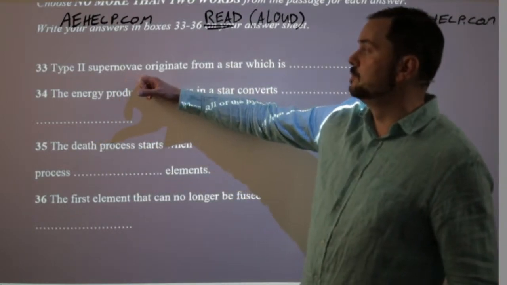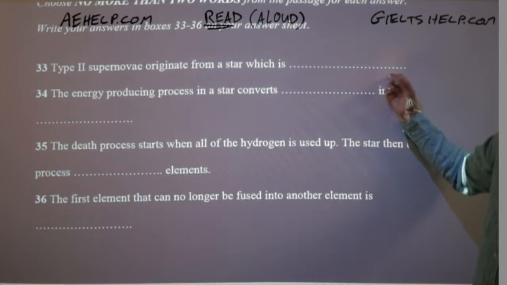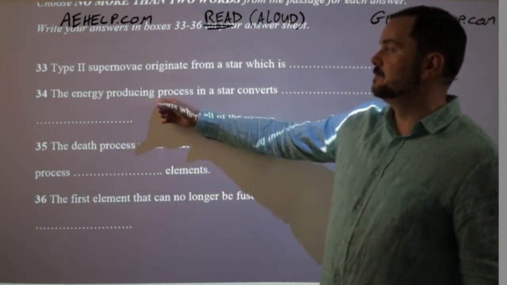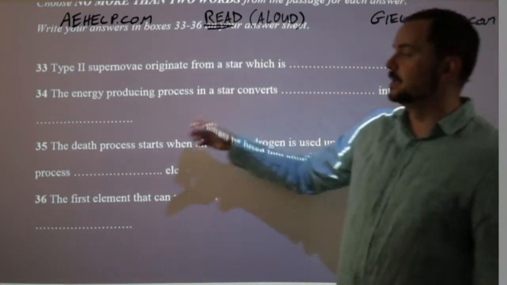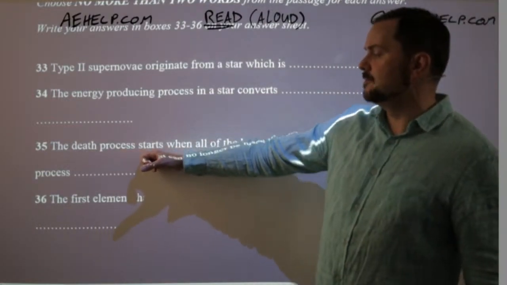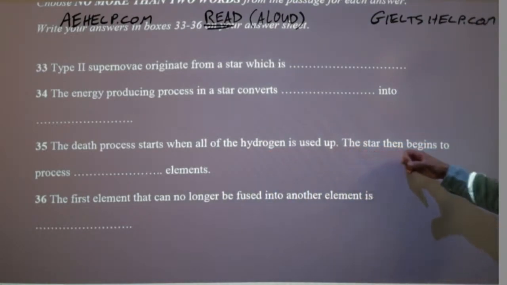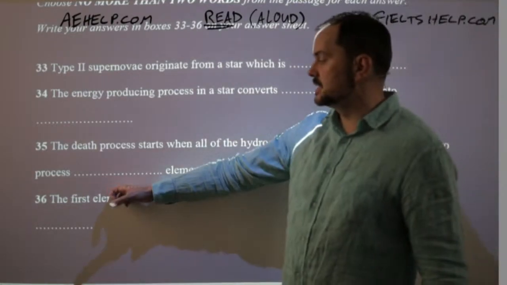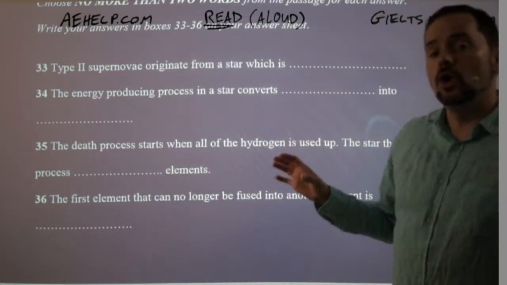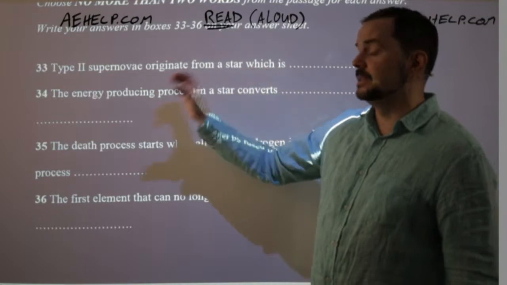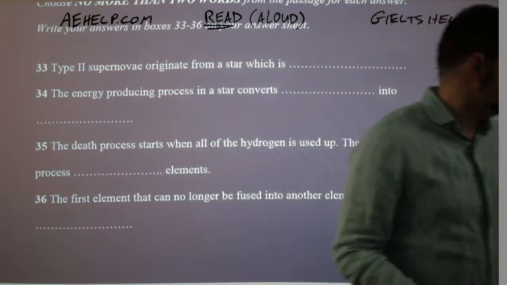Type 2 supernovae originate from a star which is something. The energy producing process in a star converts something into something. The death process starts when all of the hydrogen is used up. The star then begins to process something elements. Now, again, at home, you want to be paraphrasing these as much as possible. So you want to go step by step.